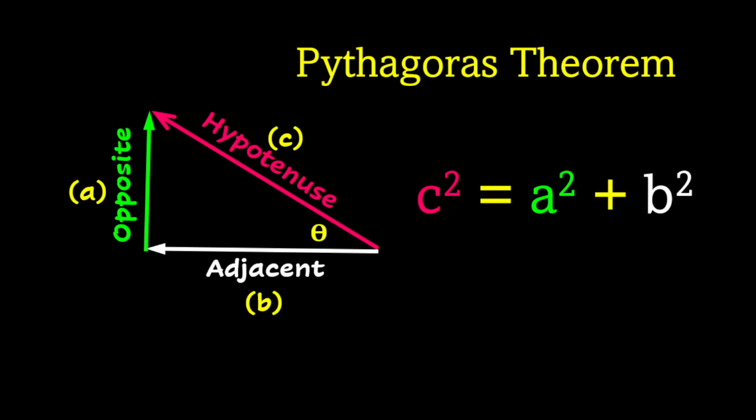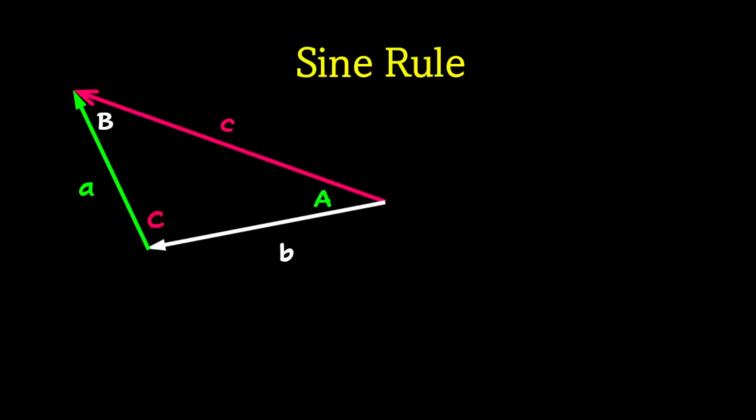Now, looking at the sine rule, which applies to triangles that are not right-angled. What is important to point out first is that in a triangle, if you take angle A, the opposite side will be side A. Notice the uppercase and lowercase: the lowercase is for the side, and the uppercase letter is for the angle. Similarly, angle C is opposite to side C, and angle B is opposite to side B.